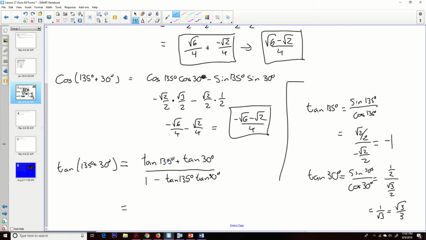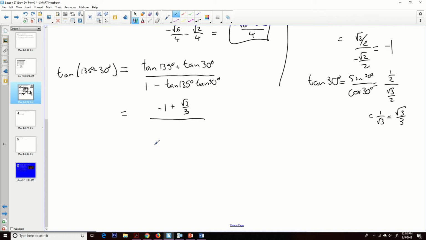the tangent of 135 is negative 1 plus square root of 3 over 3, that's the tangent of 30, all over 1 minus negative 1 times square root of 3 over 3. So I've got negative 1 plus square root of 3 over 3, and then this will become 1 plus square root of 3 over 3. And now these things are not factorable. I can't factor out a negative. I won't get the same thing.